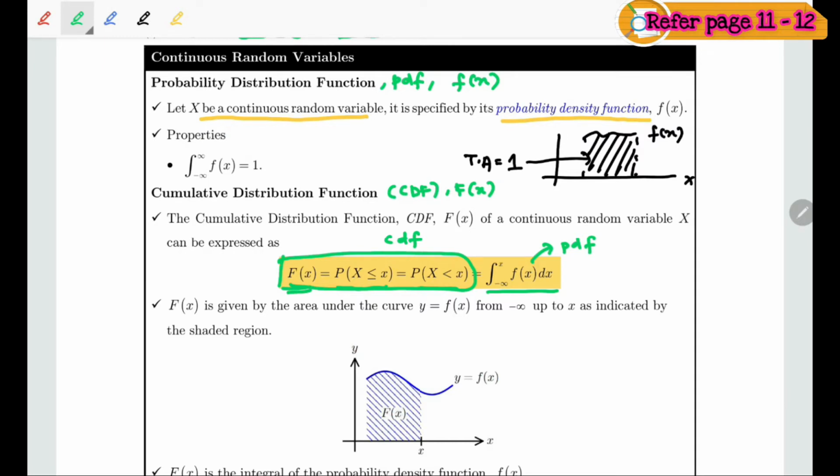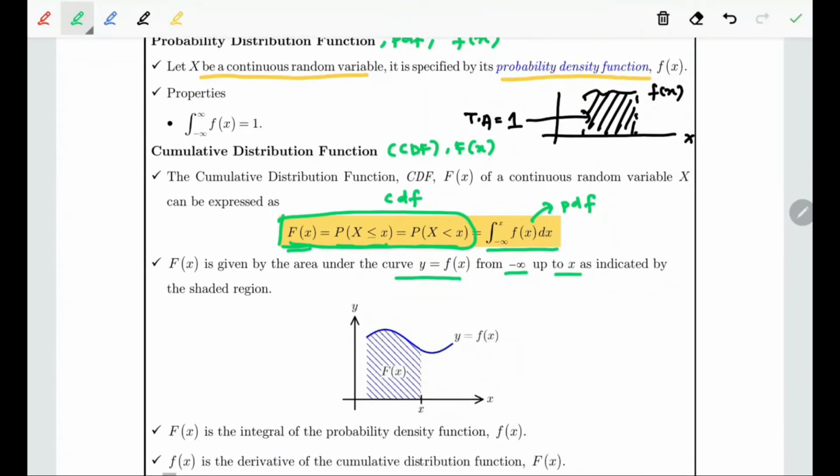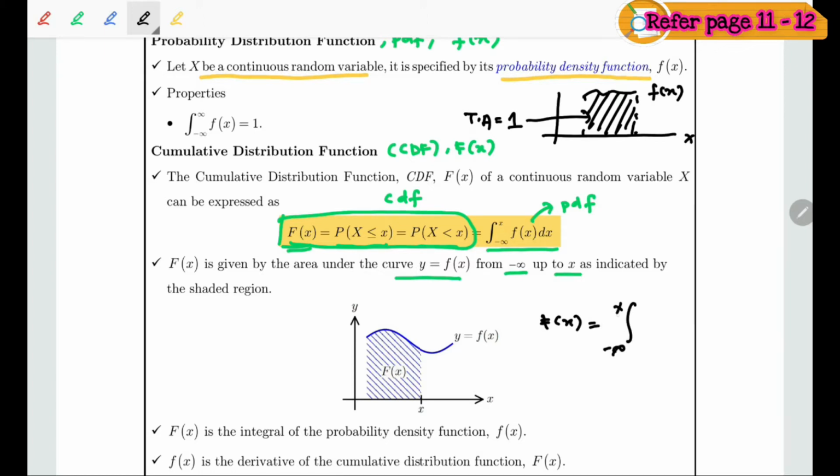And then F(x) is given by the area under the curve from negative infinity up to x, as indicated by the shaded region. So if we want to find F(x), it means that we have to integrate from negative infinity up to x with the given function. The area that we have to find is from negative infinity, or you can replace it with the lowest limit of the given question, so we are going to find the area under the curve up to x.